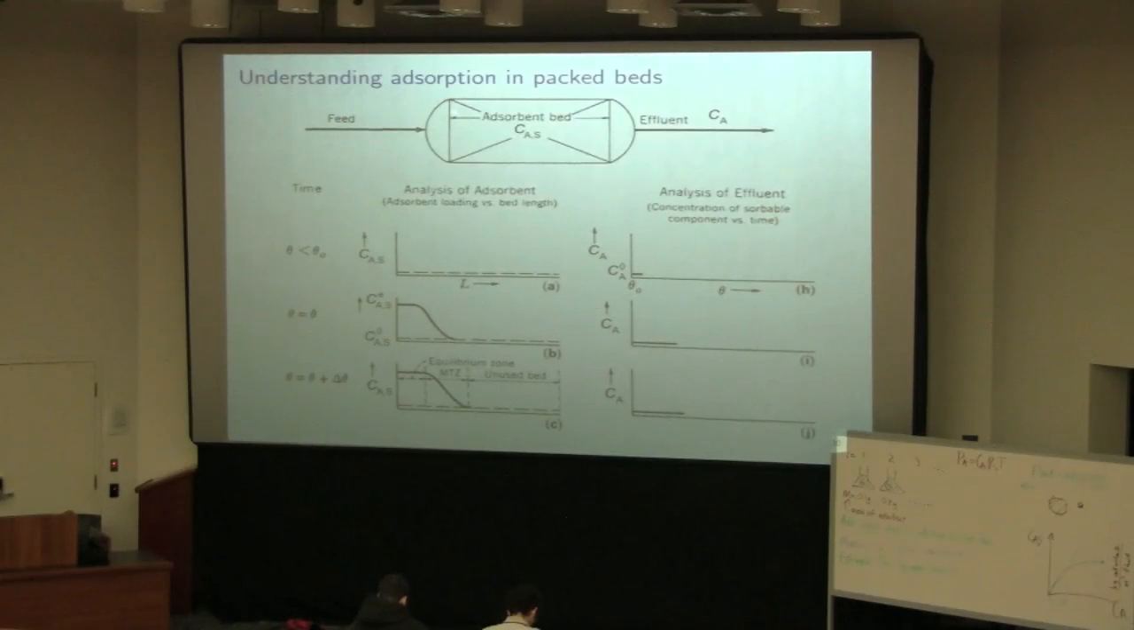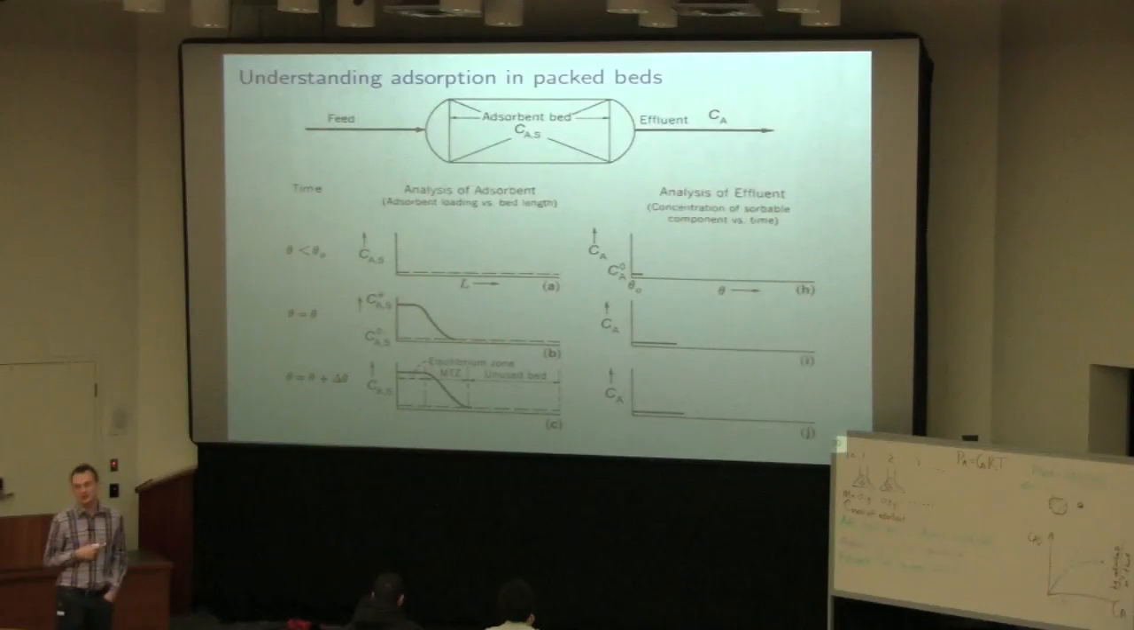So I've got my bed over here, packed with an adsorbent, and I'm feeding material in at the entrance. The effluent CA refers to the concentration of adsorbate in the outlet. That's easily measurable. I can measure CA using either a spectrophotometer or an online gas chromatograph. CA, easy to measure. What's loading onto the bed over here, CAS, that's not easy to measure. I cannot go and measure CAS, but if I have my isotherm, for the parts of the bed that are in equilibrium, that's the key point, only for the parts of the bed which are in equilibrium, I can relate CA to CAS.